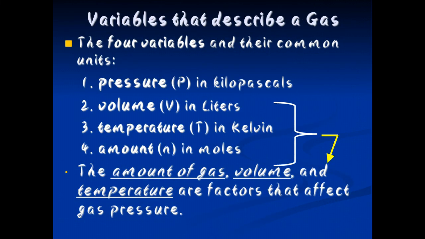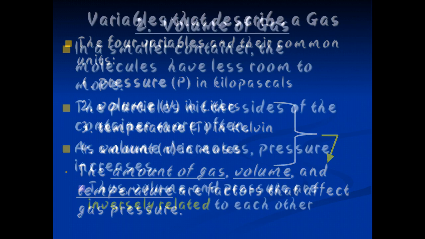Variables that describe a gas. The four variables and their common units: 1. pressure in kilopascals, 2. volume in liters, 3. temperature in Kelvin, 4. amount in moles. The amount of gas, volume, and temperature are factors that affect gas pressure.